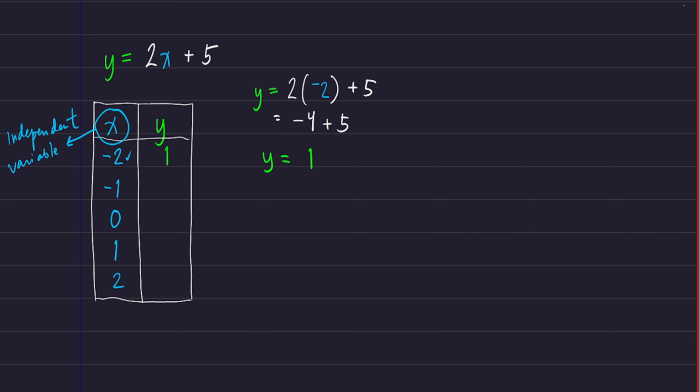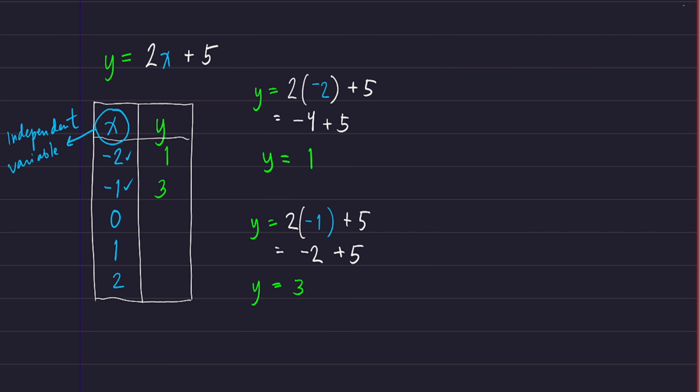Next, let's have negative 1. So, we have another y is equal to 2. This time, sa negative 1 na natin siya imumultiply. So, we have negative 1 here, and then plus 5. 2 times negative 1 is equal to negative 2. Then, bring down 5. And negative 2 plus 5 is equal to positive 3. So, y here is equal to 3. Ayan.